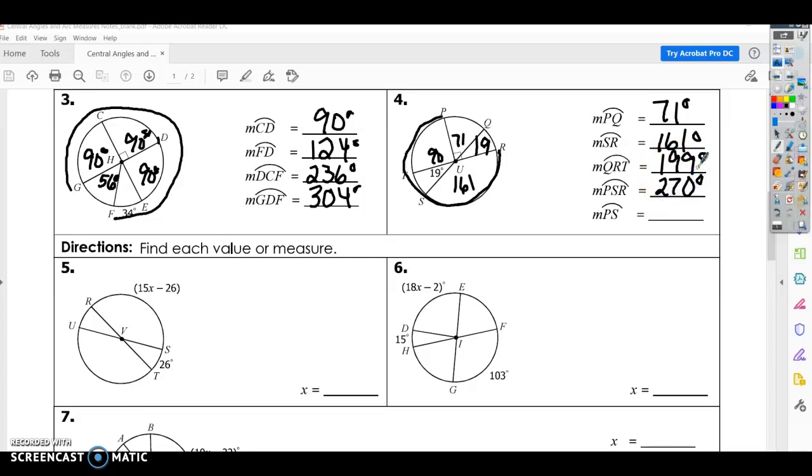And then we have a minor arc. So we've got PS. PS is this corner here. If we just back this up to here, this is PS. And PS would be the 90 plus 19. So 90 plus 19 is 109 degrees.